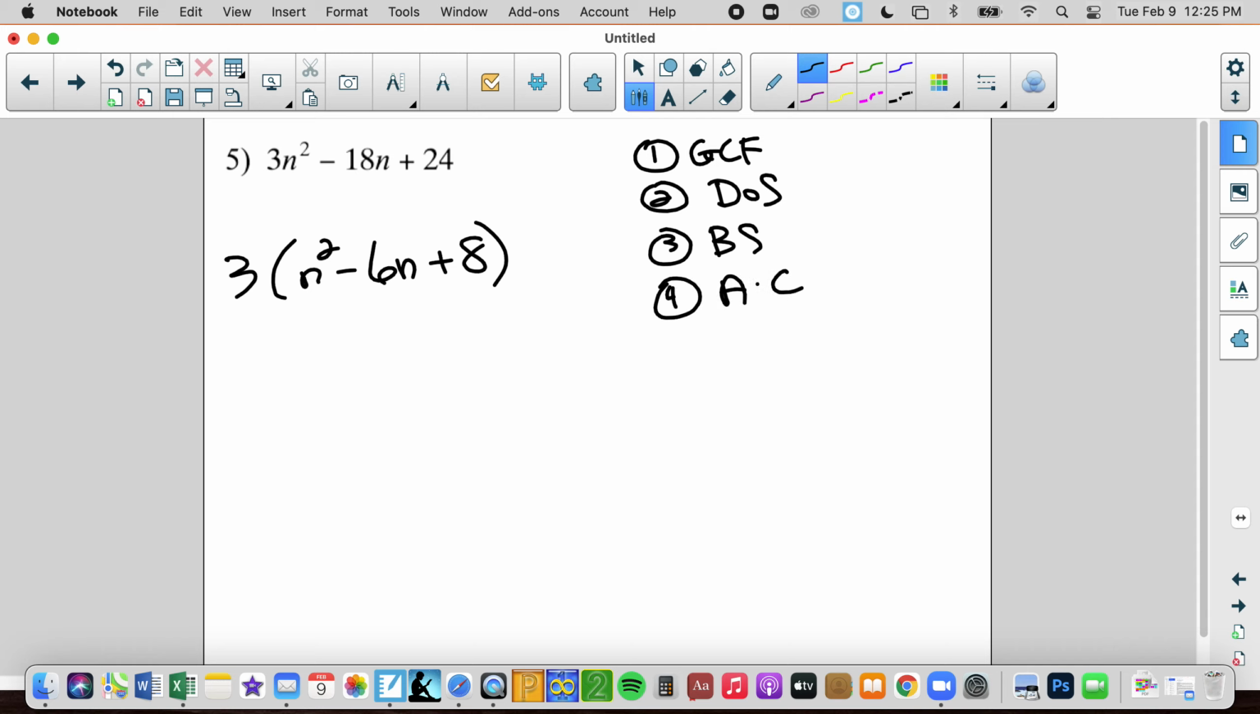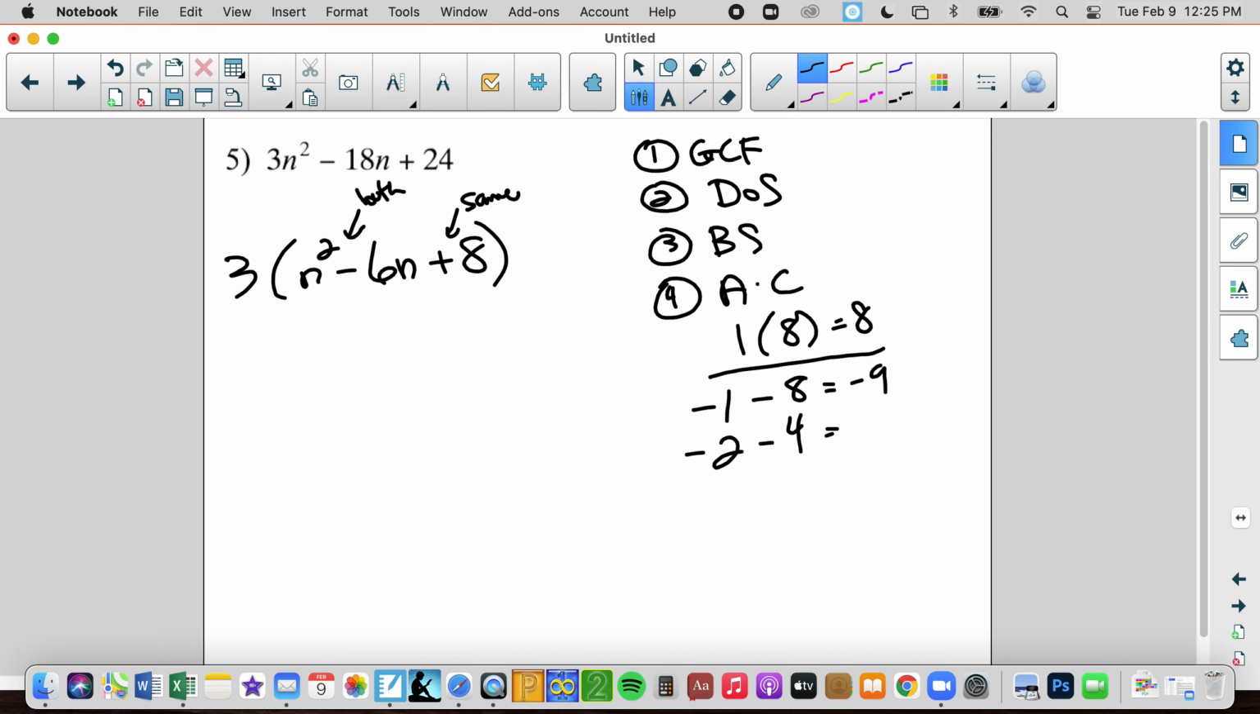So I again have to revert back down to a times c. 1 times 8 is 8, factors of 8. My signs are the same, but this time they're both negative. So negative, negative, negative 8, negative 1, negative 2 and negative 4. Negative 2 and negative 4 add to my middle. So n squared minus 2n minus 4n plus 8. Factor by grouping.